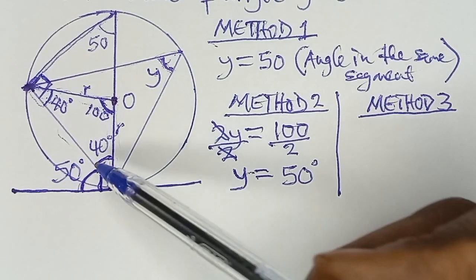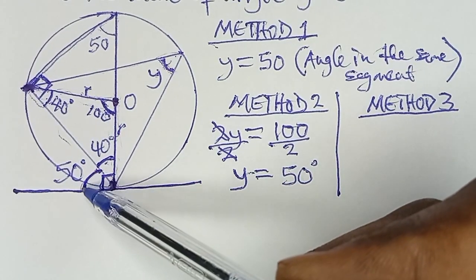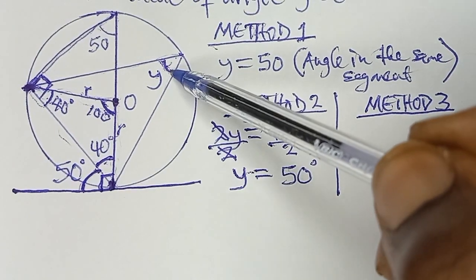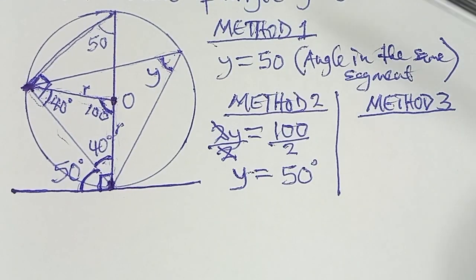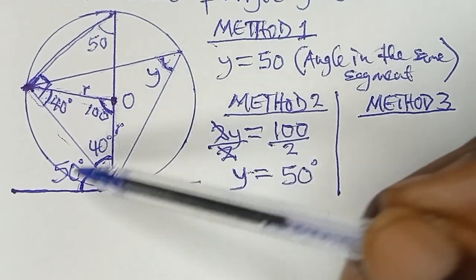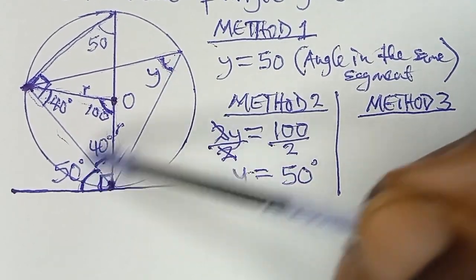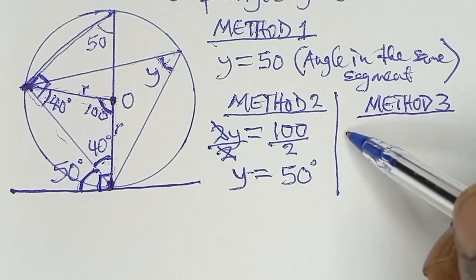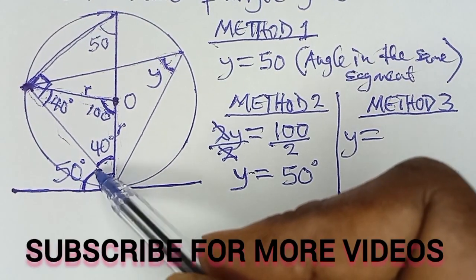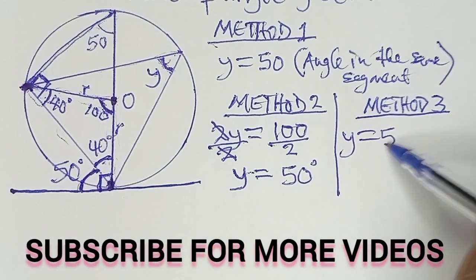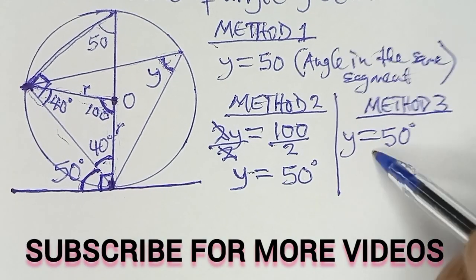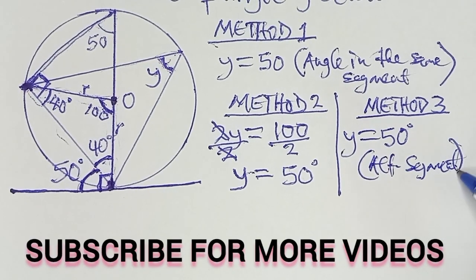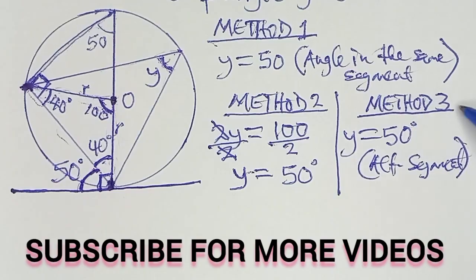So the theorem says that the angle that chord makes with the tangent is equal to the angle that chord makes inside the triangle. And what theorem is that? Angles in alternate segments are equal. So that means y is equal to this angle in the alternate segment, which is 50 degrees. So the rule there says alternate segments. So that's the reason for this particular third method.